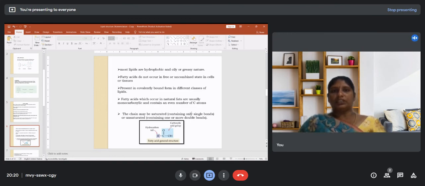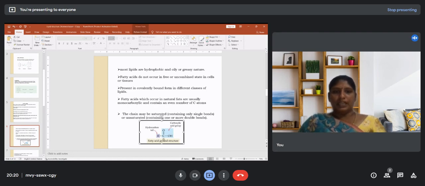Fatty acids do not occur in a free or uncombined state in cells or tissues. You can see they are present in a covalently bound form in different classes of lipids. Fatty acids which occur in natural fats are usually monocarboxylic acids and contain an even number of carbon atoms. The chain may be saturated, containing only single bonds, or unsaturated, containing one or more double bonds.